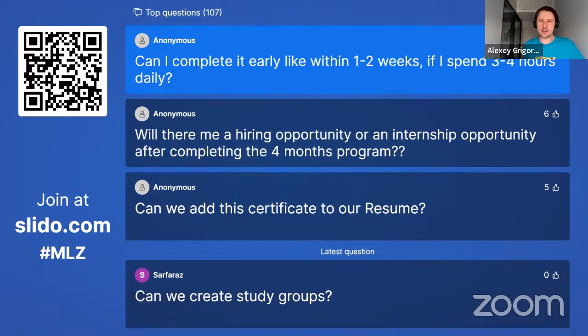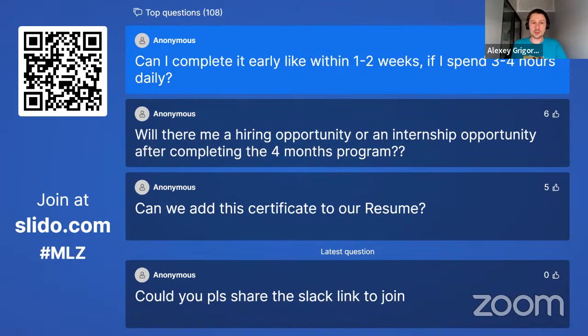Can I complete it early, like within 1 to 2 weeks, if I spend 3-4 hours daily? I think so. But the thing is, homeworks for this cohort are not ready yet. So you can watch all the materials now, but for the homework, you will need to do this with the rest of the cohort. I don't think we will be able to release all the homework in advance. We'll also need to prepare it. So it will be different homework from last year. But yeah, you can watch all the videos now.